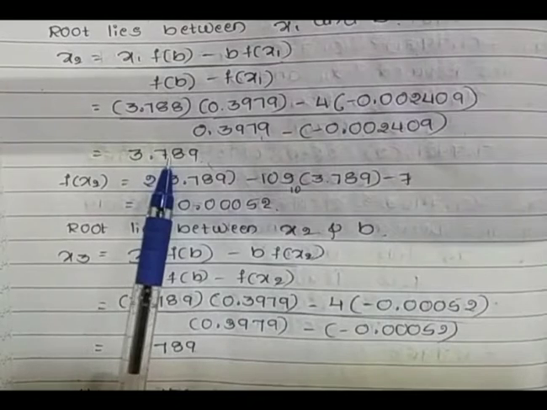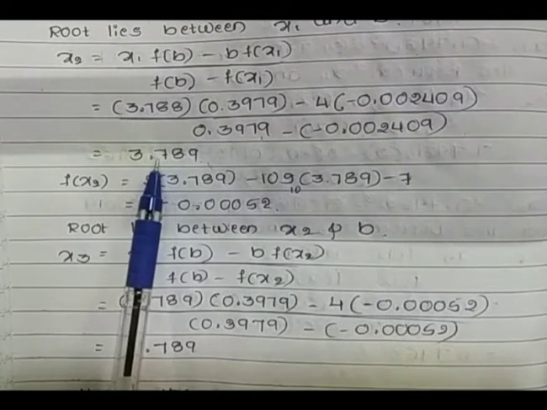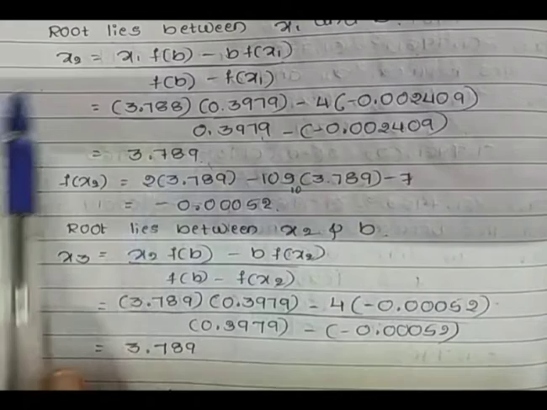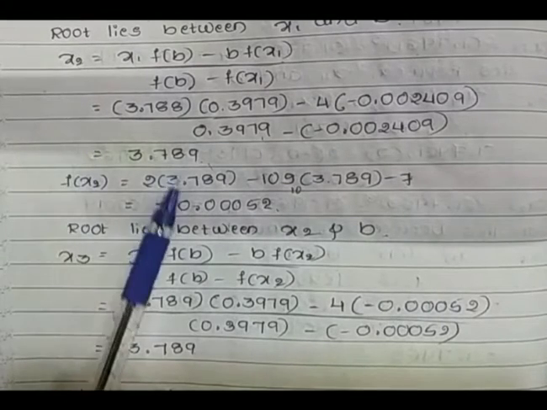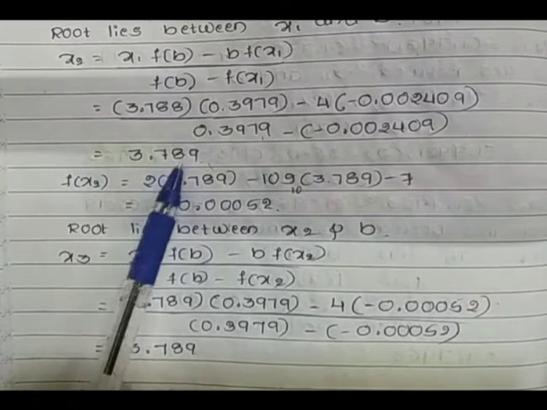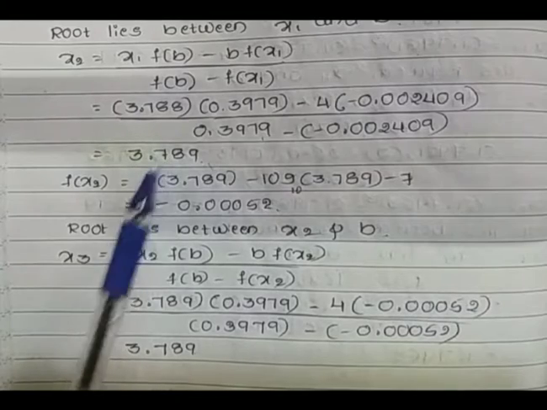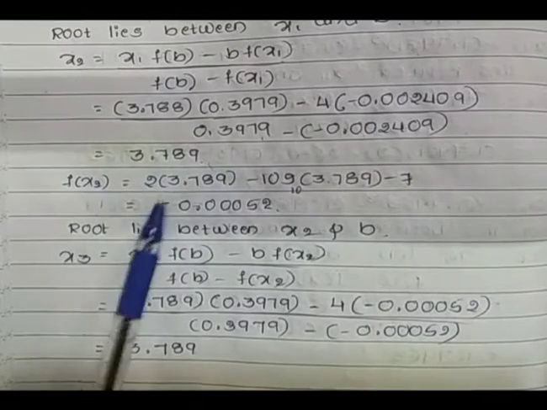But along with x2 one more number what we need to consider. Observe here, x2 is 3.789 and for this value f of x2 is a negative. Along with the negative, the previous negative we cannot consider.